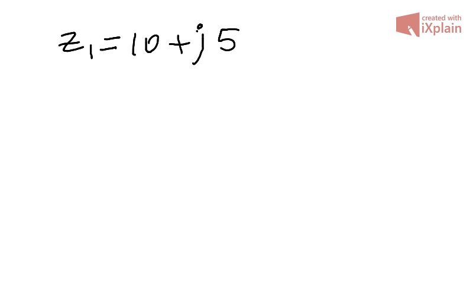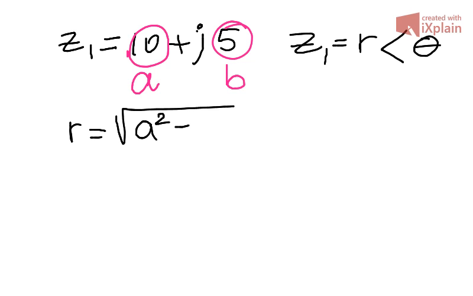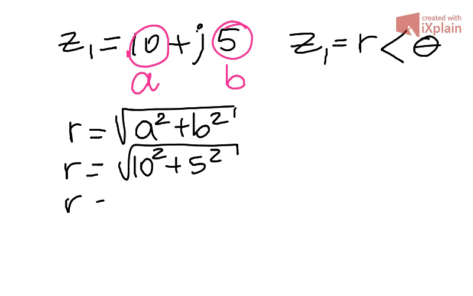Well, we know that this 10 here is the A, the real part of the number, 5 is B, the imaginary part of the number. To write this in polar form, we need the R, the magnitude or the length, the radius, and the angle or argument theta. So we know that there is a formula for this R just based on Pythagoras. So it will be a squared plus b squared and then square rooted. So in this case we have 10 squared plus 5 squared and square rooted. So 125, and we need the square root of that, which is 11.2.